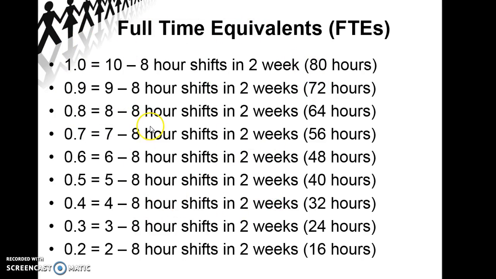Understand this, okay? If you work full time, you're considered a 1.0. So you work 10 8-hour shifts in a 2-week period. That's 80 hours. 10 times 8 is 80. 9 times 8 is 72. So if you work 9 8-hour shifts in 2 weeks, then you're a 0.9. If you work 8 8-hour shifts in 2 weeks, you're a 0.8. But know how to figure that out, okay?